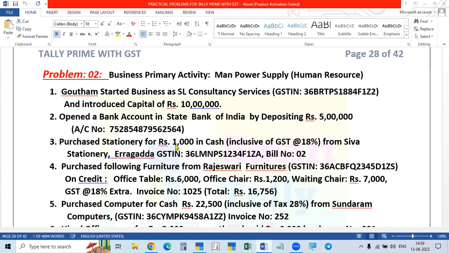If the rate includes tax, then we have to enter only the taxable value, then enter the tax separately. This is what we call inclusive of tax. The total amount will be 1000, but it includes tax as well as taxable value, so we have to separate them and show them separately. So in this case, how do you show this? And one thing is, this is purchased for cash from Shiva Stationery. How can you enter this?